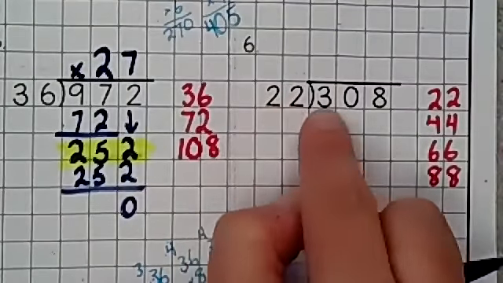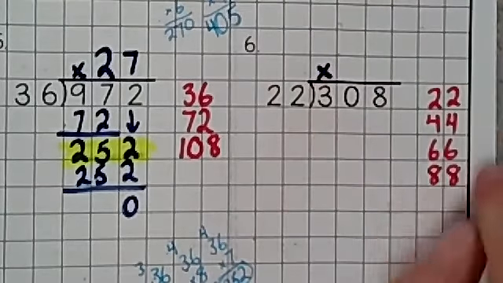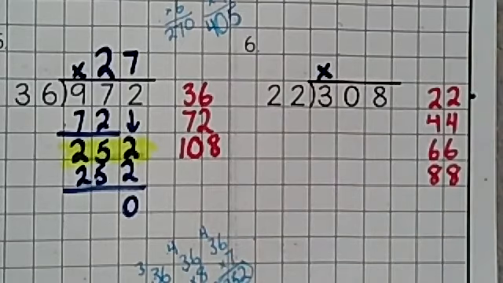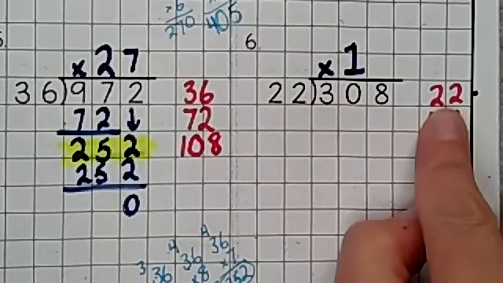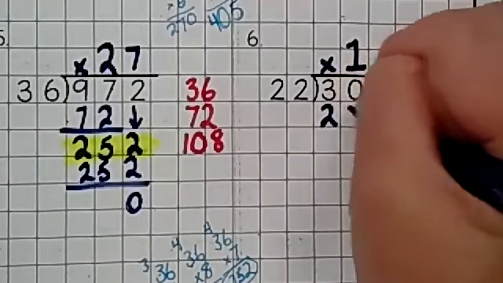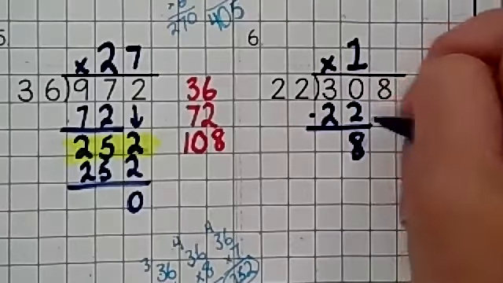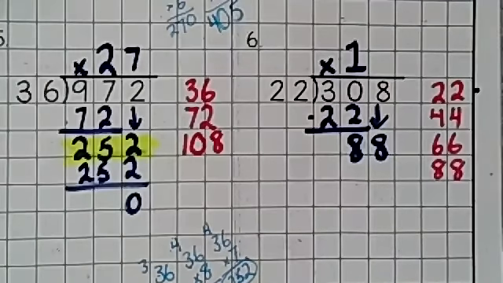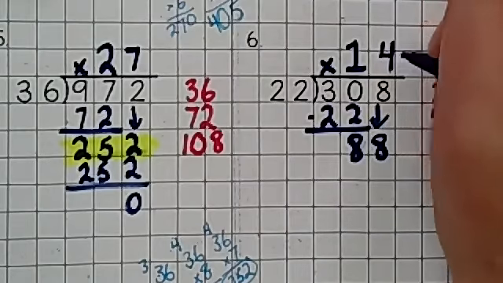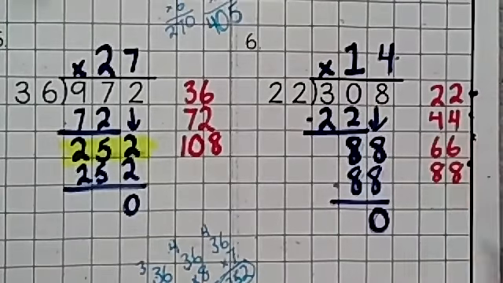Harmony, can I divide 22 into 3? No. That's right. Harmony, how many 22s are in 30? Just 1. Harmony, what's 1 times 22? 22. When I subtract 22 from 30, I get 8. Bring down the 8. Molly, how many 22s are in 88? 4. Good. 4 times 22 is 88. When you subtract, you get a 0.